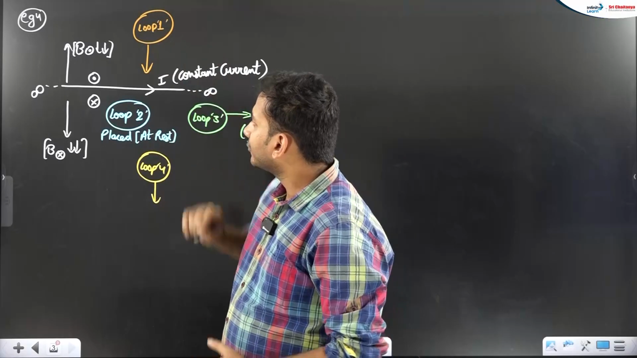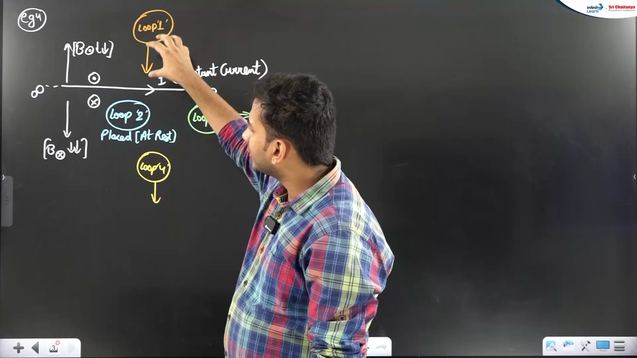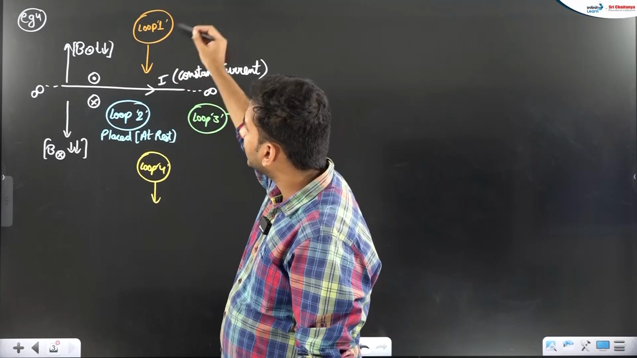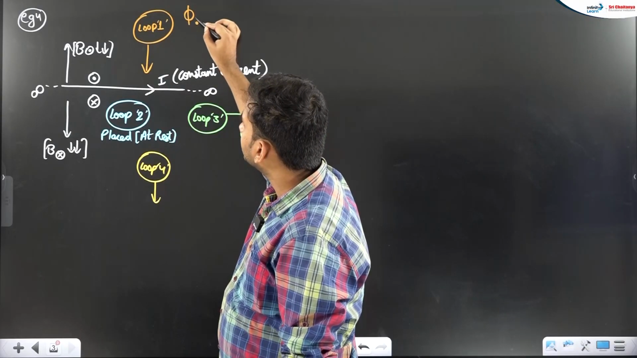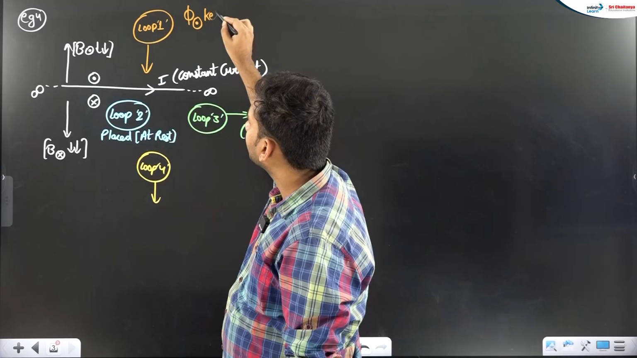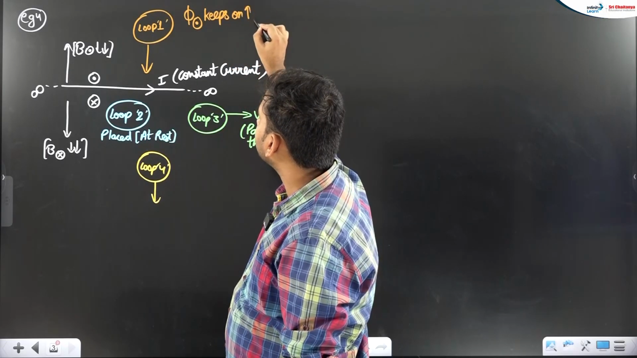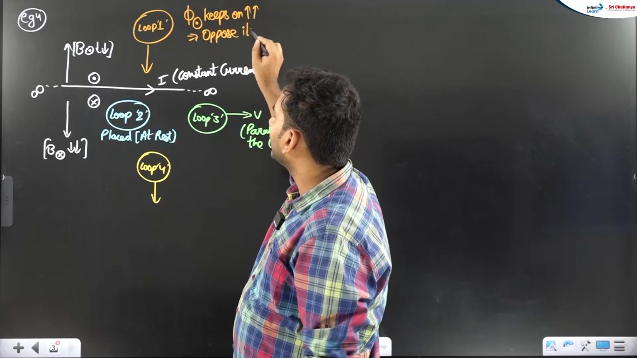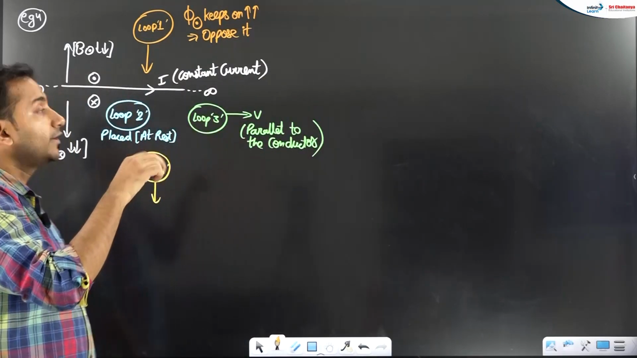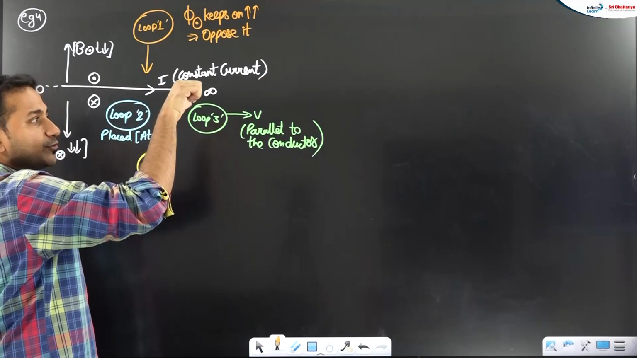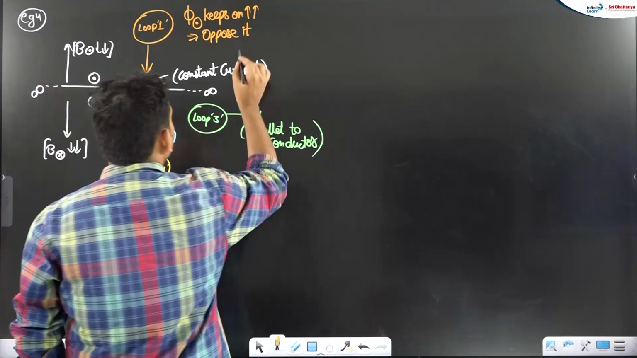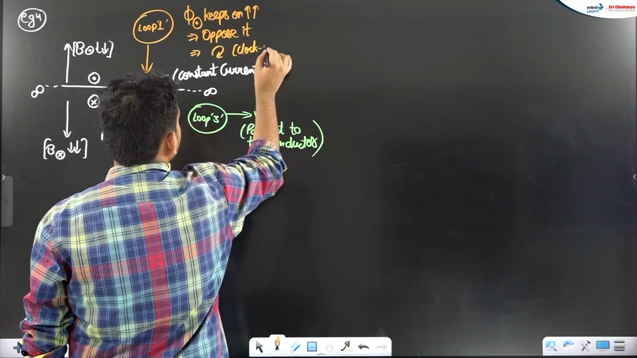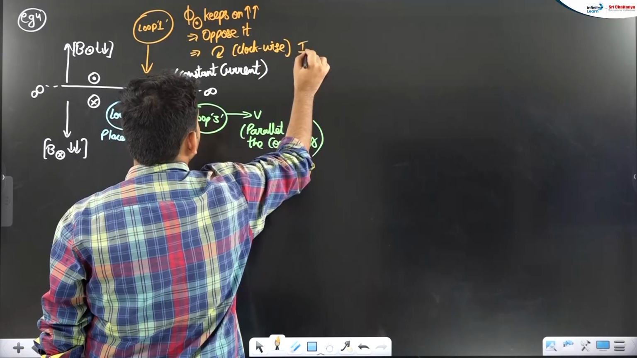In loop 1, the loop is coming closer and closer to this current. So if this loop keeps on coming closer, you will realize that the dot flux keeps on increasing. If the dot flux keeps on increasing, you have to oppose it. If you want to oppose a dot, then you need a cross. If you need a cross, the direction of induced current is going to be clockwise. So clockwise will be the direction of induced current.